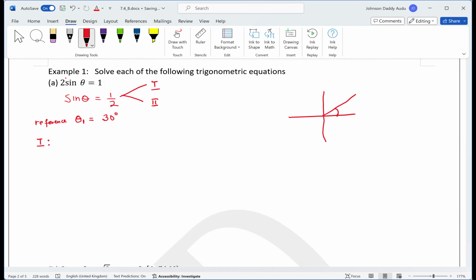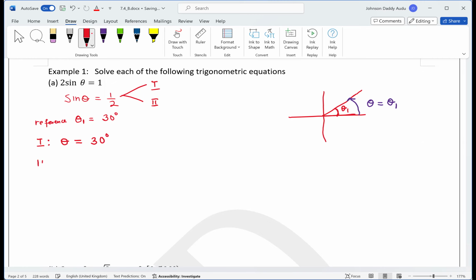Remember, our reference angle is the angle between the x-axis and the terminal. So this is our reference angle, theta 1, right? But now we are looking for an angle. The angle we need is the angle in standard position. For standard position, you need to start from the positive x-axis to the terminal. So you can see in the first quadrant, our theta is the same thing as our reference angle. This means that theta here is just going to be 30 degrees.